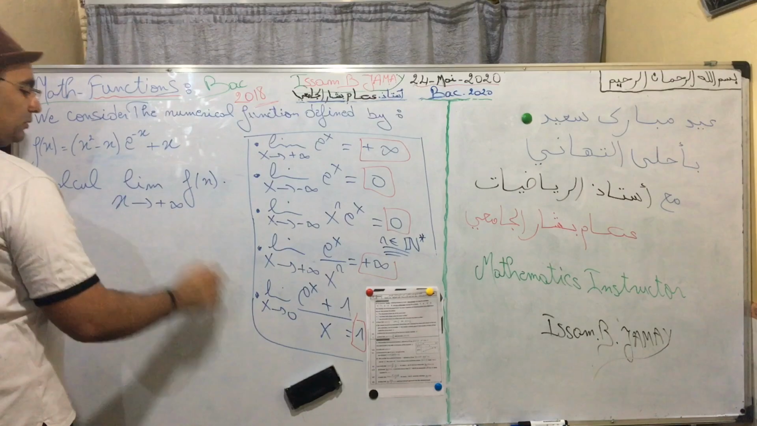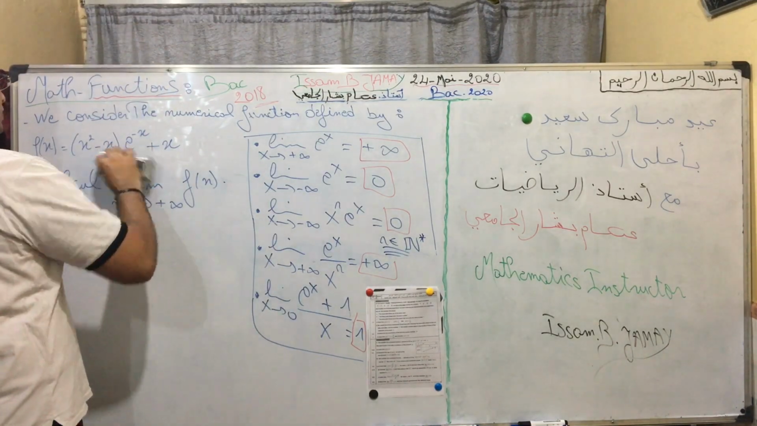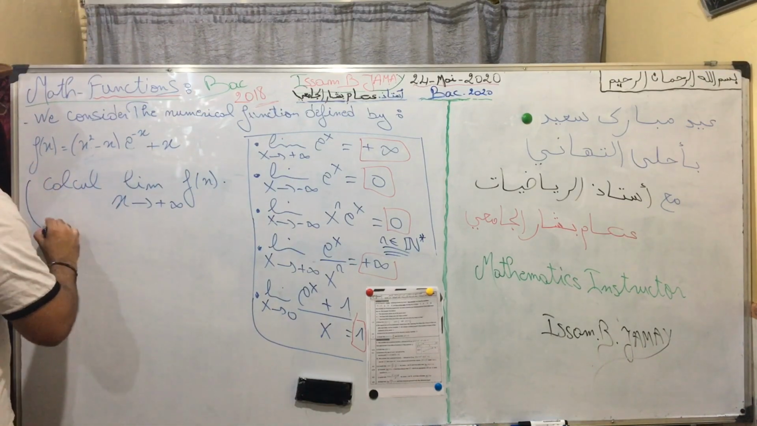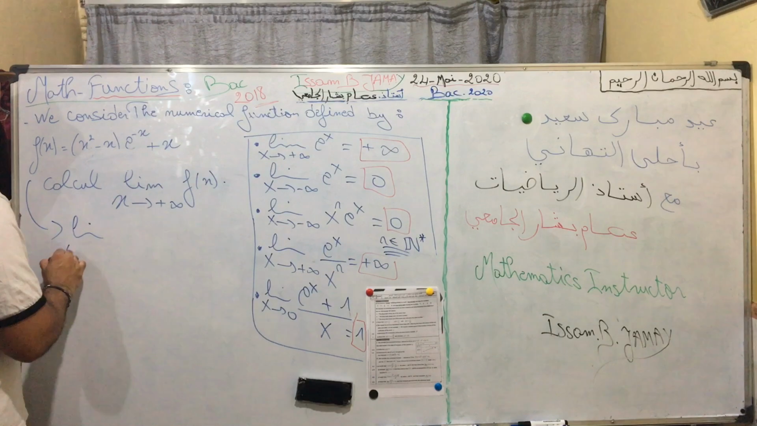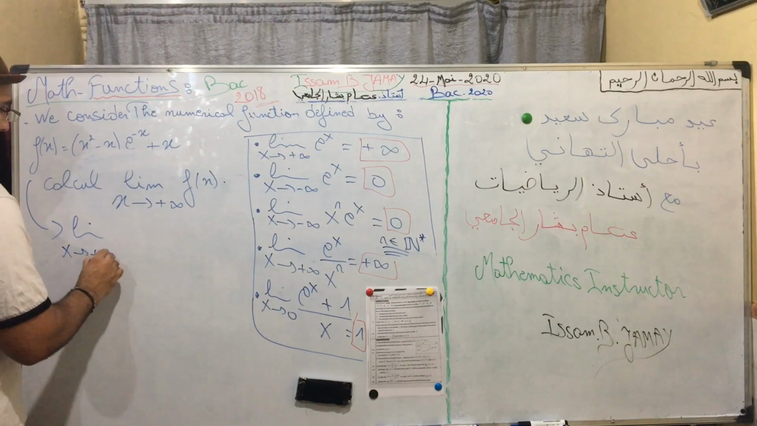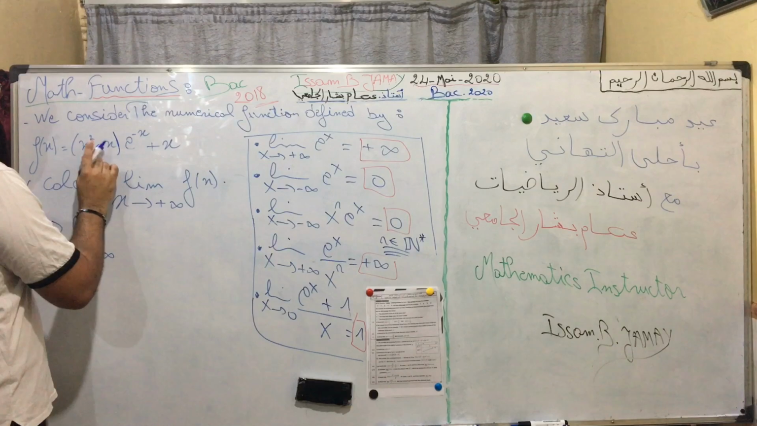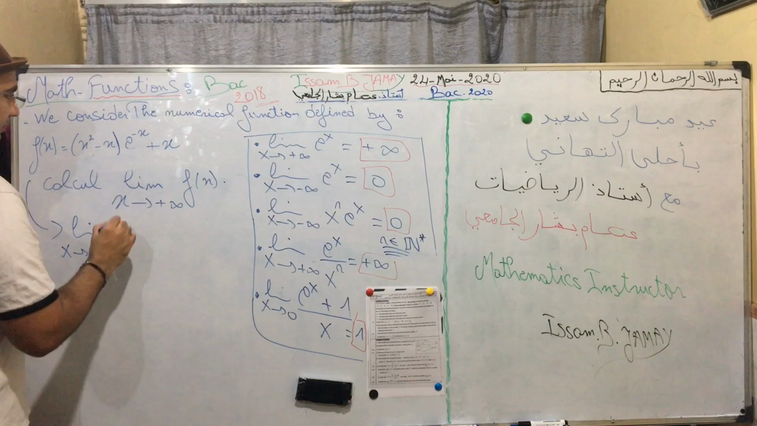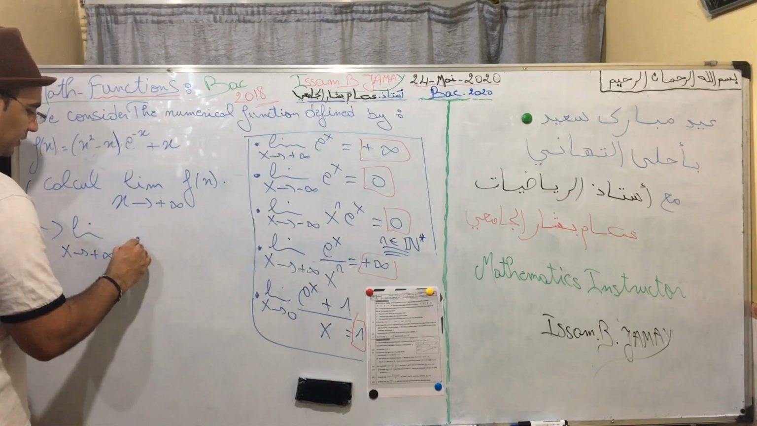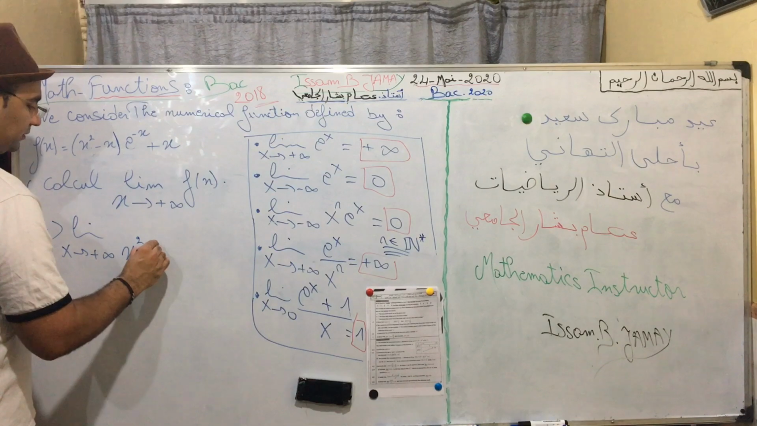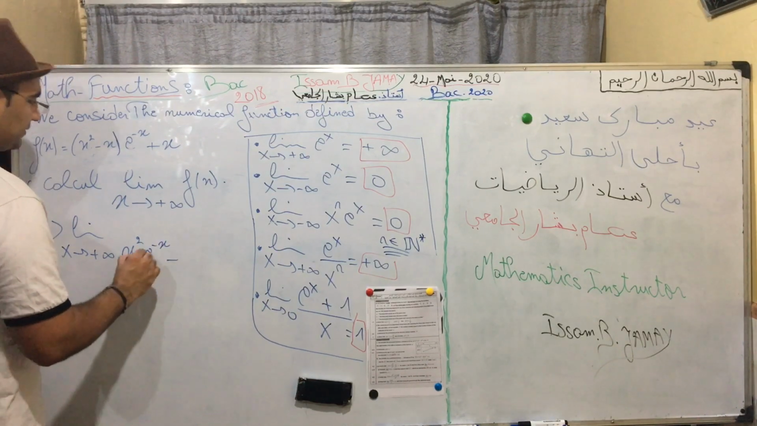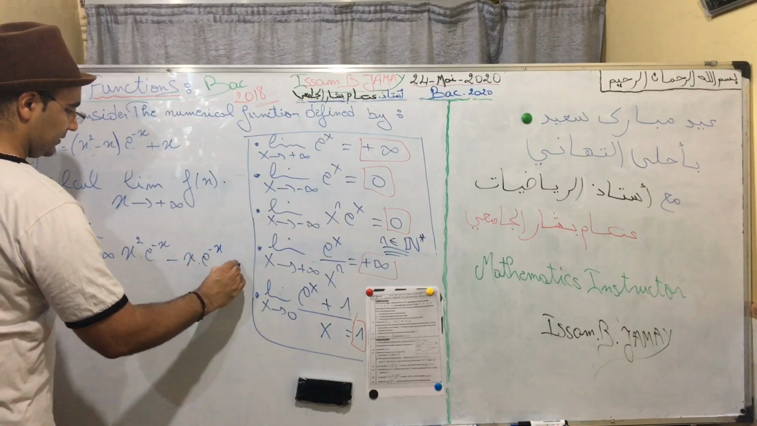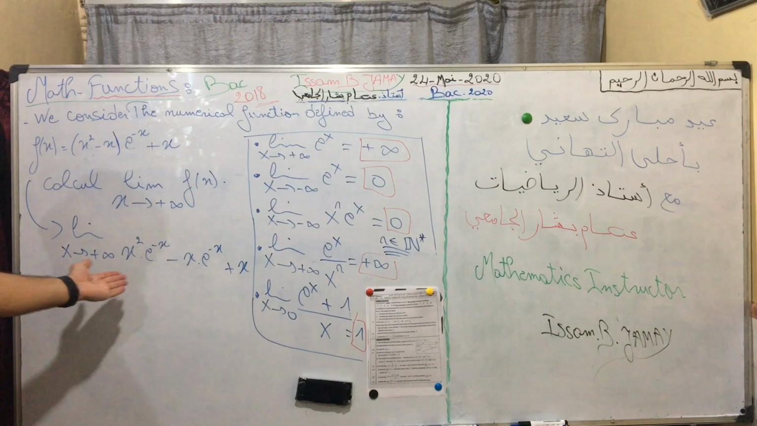So we have to do it another way. We have to figure out what we can do here. The limit when x goes to plus infinity: we will develop this multiplication. We have x squared multiplied by exponential minus x, minus x multiplied by exponential minus x, plus x. All good about this.